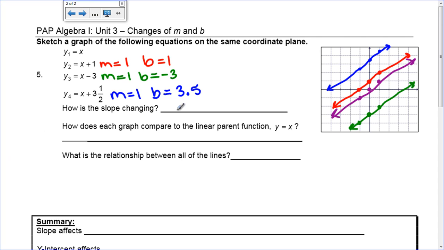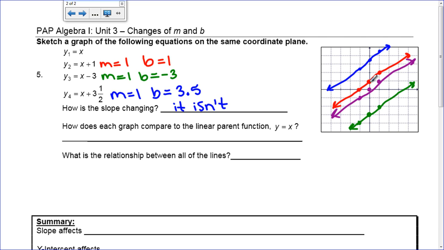So right here, how is the slope changing? It isn't. The slope is staying the same every single time for these, and so that's what makes them all parallel. So how do they compare to the parent function? Okay, well, first of all, they're all parallel, but they are also all translated. The red one got translated up 1 unit, which is a word you learned in junior high. Translated means slide. I took this line and I slid it up 1 unit.